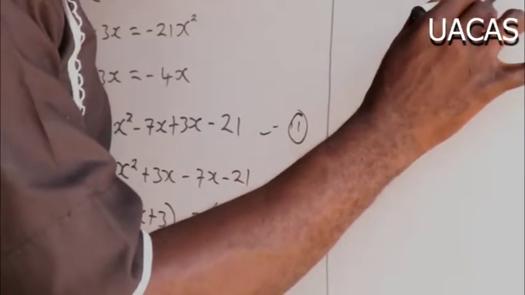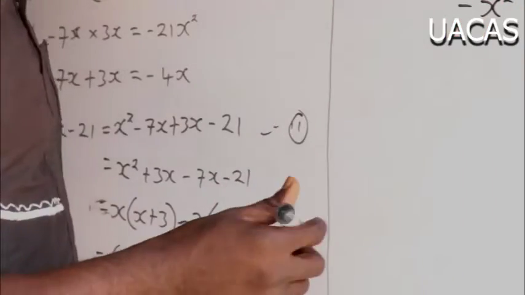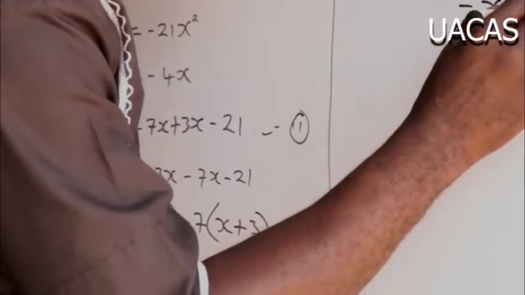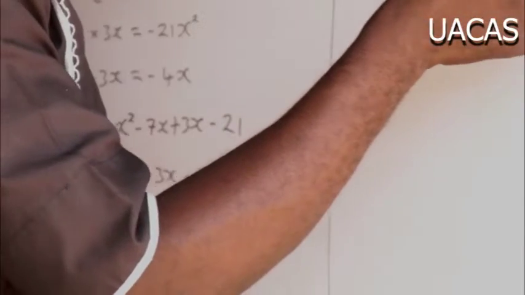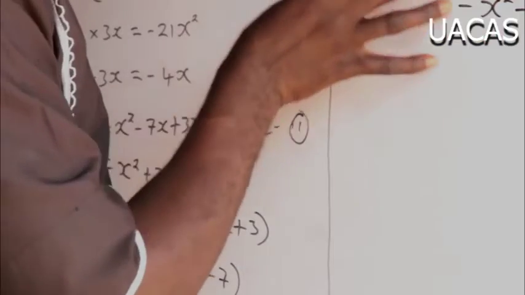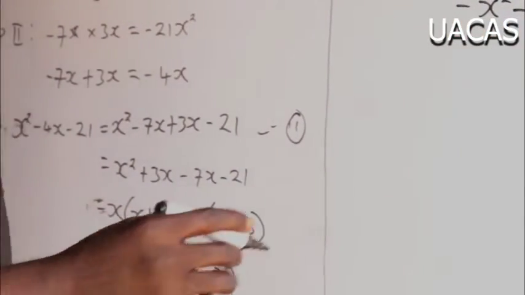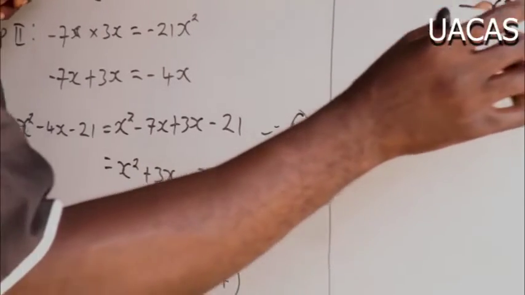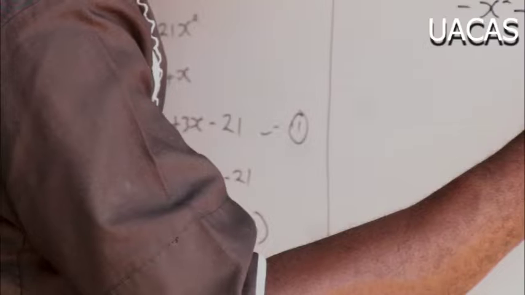So this is the same thing as x squared, minus 7x plus 3x, which is the same thing as minus 4x, and minus 21, which is the same thing as minus 21. So we find out that we still get back our original equation. So you prove it. That's QED.